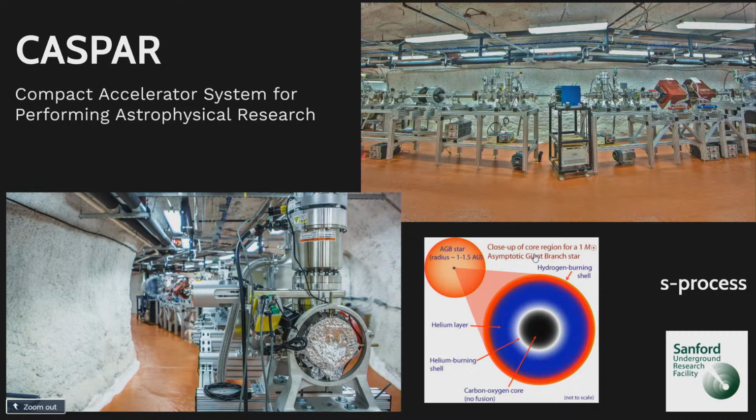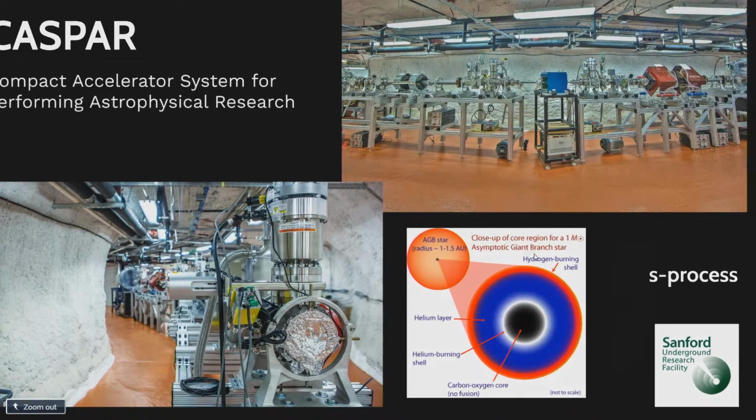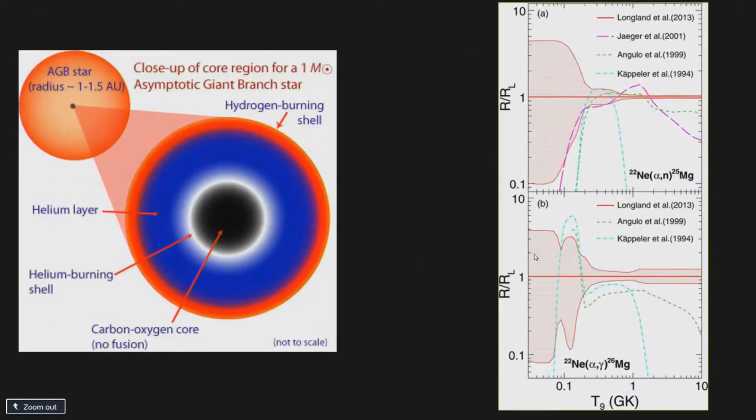And they believe that in that area, there are reactions happening that create neutrons. And that's really important for the formation of elements, because it's believed that with those neutrons, you can have a process called the S process. The S process stands for slow neutron capture.